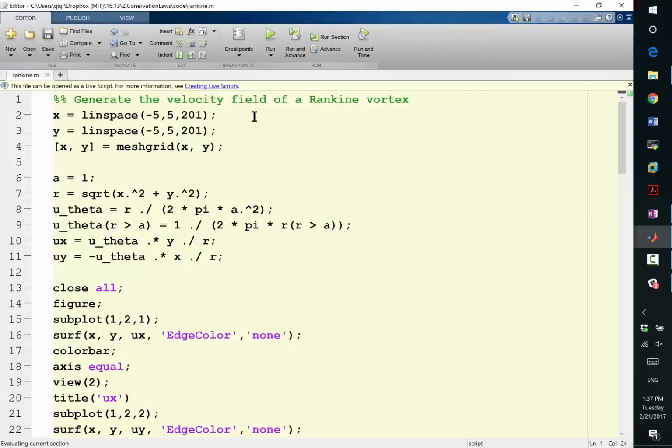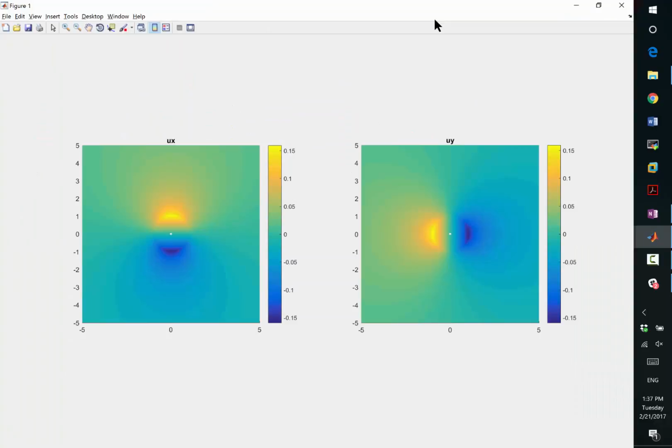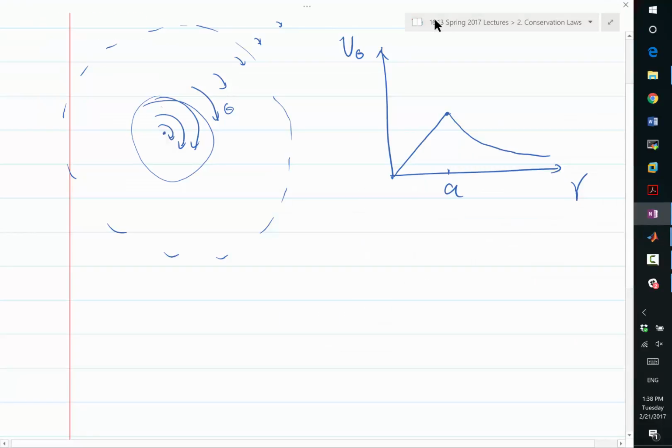I'm going to first plot what the velocity field looks like. This is the x and y velocity of the Rankine vortex flow field. We see a positive velocity above the vortex and a negative velocity beneath it, and also a positive y velocity on the left and a negative y velocity on the right. So you can see the flow rotates in a vortex. If you draw the flow field, it's exactly like what we are looking at here.